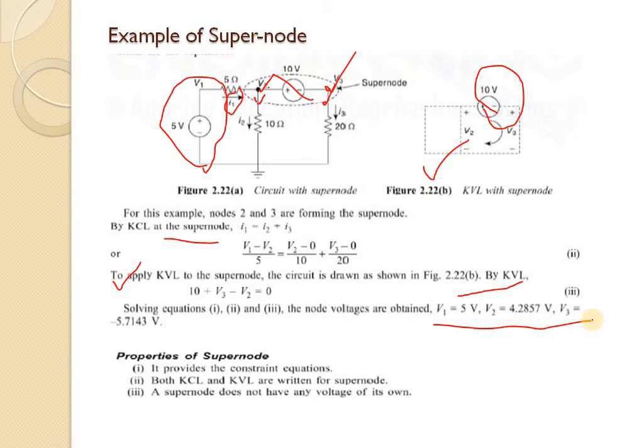So here, the 10 volt source which is connected between two nodes is considered as the reference supernode. Now, the properties of supernode. First, it provides constraint equations. Second, KCL and KVL are written for the supernode, and the supernode does not have any voltage of its own.